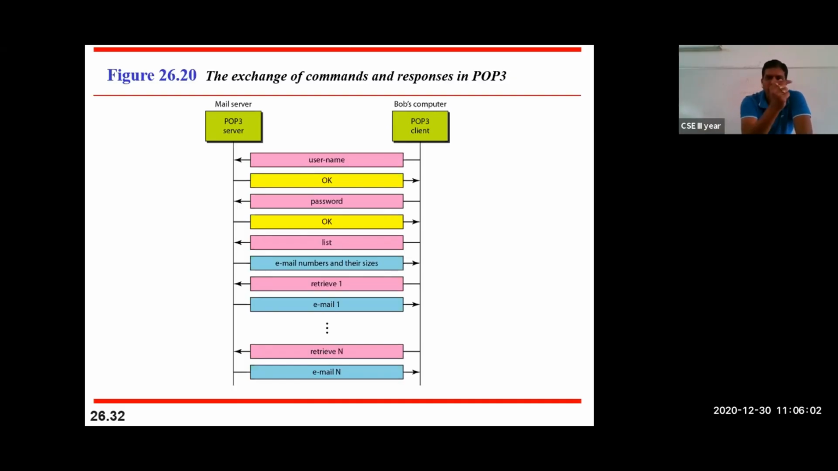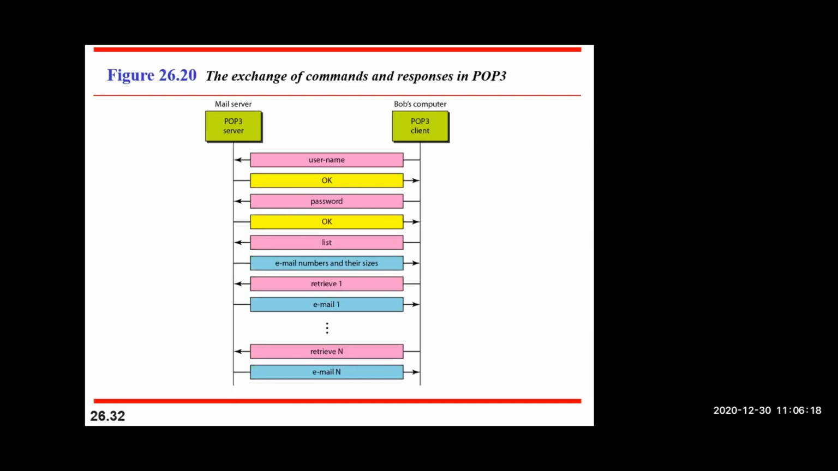See, retrieve 1 means first mail. Give email 1, ... retrieve nth mail, give nth mail. It is pulling. POP is pulling. Did you understand this simple diagram at least? Yes, sir. Yeah, simple.